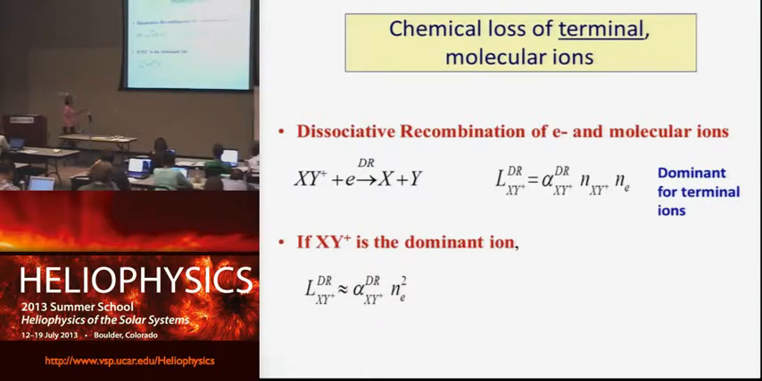And I would like just to mention, because we're going to use it just after, that if there is one dominant ion, okay, one step back. Here, the loss rate for the XY+ molecular ion is given by the reaction rate associated with this reaction times the number density of the reactant. But if you have one dominant ion, then its density is going to be equal to the electron density. And so those two quantities are equal. And so the loss is given by the recombination coefficient, the reaction rate associated with this reaction, times the electron density squared.